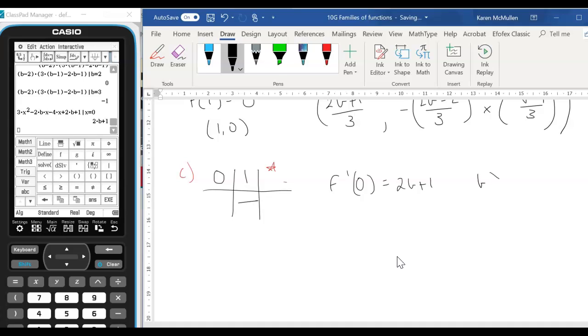Now we know b has to be greater than 1, all right? It says that in the question. So your gradient at x equals 0 is always going to be positive. So that means on the other side of 1, no matter what the value is, it's going to have to be a negative gradient. So that means the point (1, 0) is going to be a local maximum, and just because it's a cubic means that the other point, and I'm not going to write it all down because it's very long, is a local minimum.